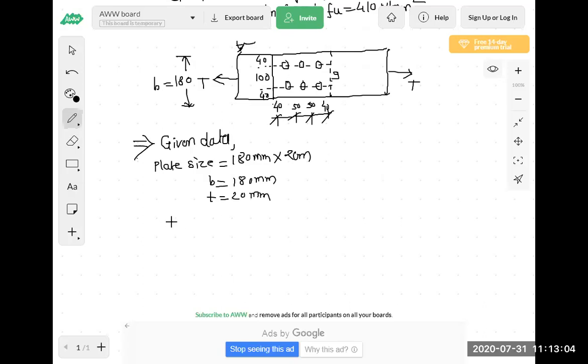Then diameter of bolt hole D naught is given. D naught is 20 mm given. Again, Fy is 250 MPa and Fu is 410 Newton per mm square is given. So read the problem statement, then you will get to know what they have given.